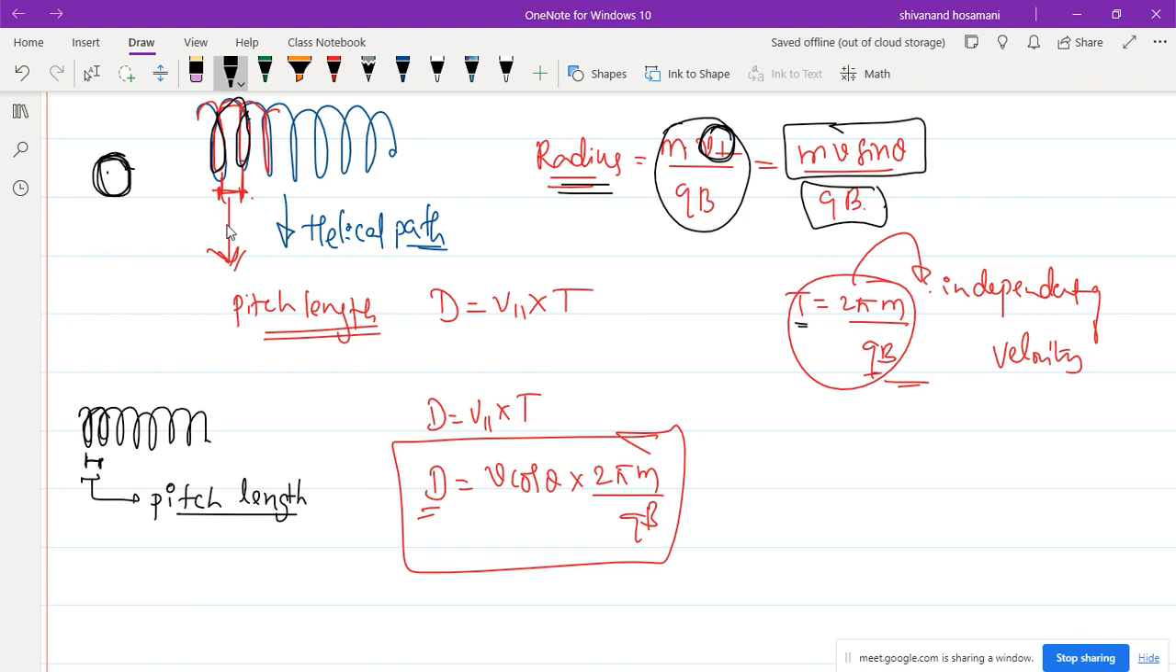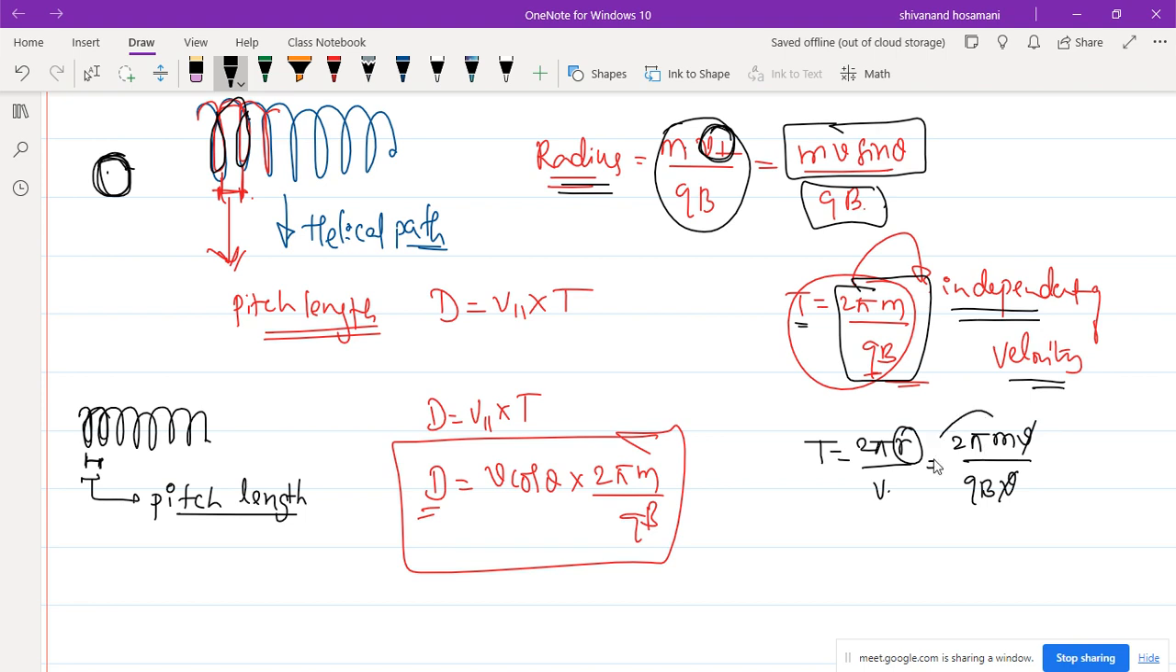The time taken for one revolution is given by T is equal to 2 pi m divided by qB. So this is independent of the velocity term. That is given by T is equal to, see, the total length is going to be 2 pi r, and the velocity is going to be v. So if you substitute the radius here, that is 2 pi times mv divided by qB, divided by v, this v gets cancelled. We are left with only 2 pi m divided by qB. This is independent of the velocity term.